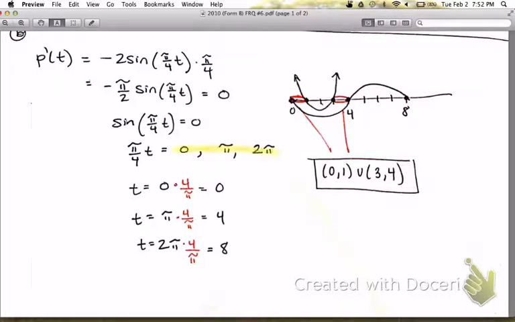Again, let me just highlight them so you know where we got those from. And then this 4 over pi just came from right here. So I just multiplied both sides by 4 over pi, so I could get rid of this pi over 4 here. So I multiplied everything by 4 over pi.